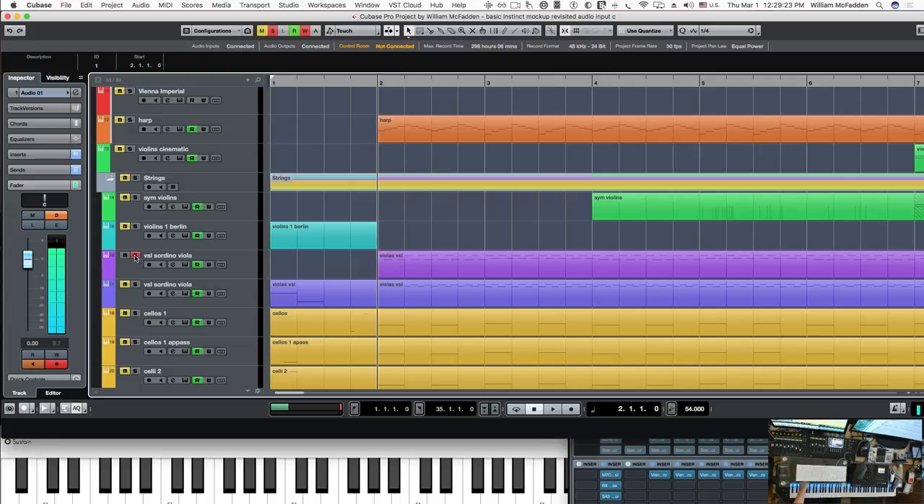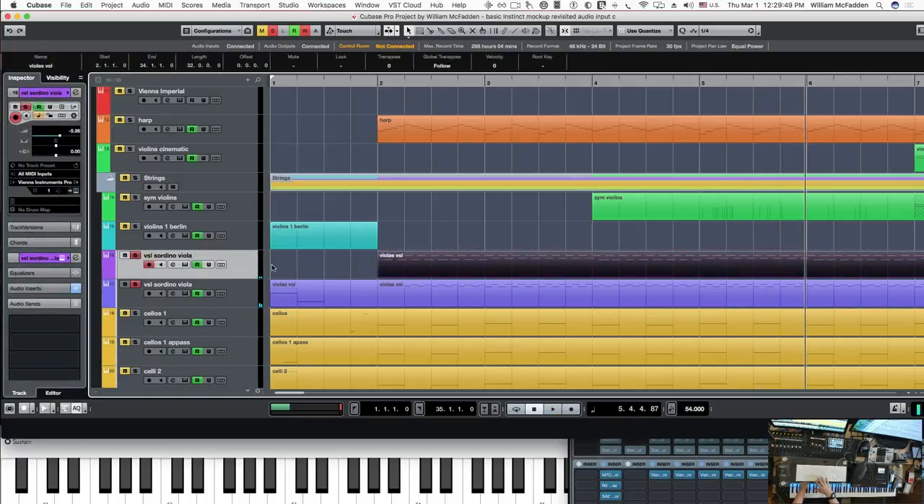We have the violas using the sordino patch. So in this section here, we have the D minor chord. In this track, the violas are going basically from A to F.